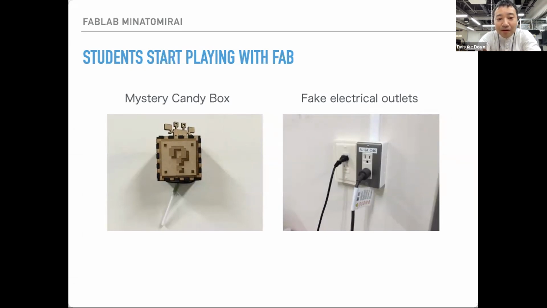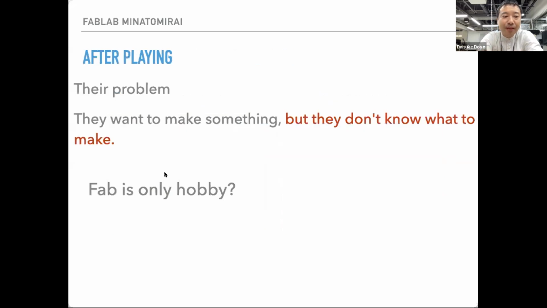And the right picture is a fake electrical outlet. That is made with a CNC machine. Maybe they are enjoying Fab, but after that, they had a problem. They want to make something, but they don't know what to make. Is Fab only a hobby? I don't think so.